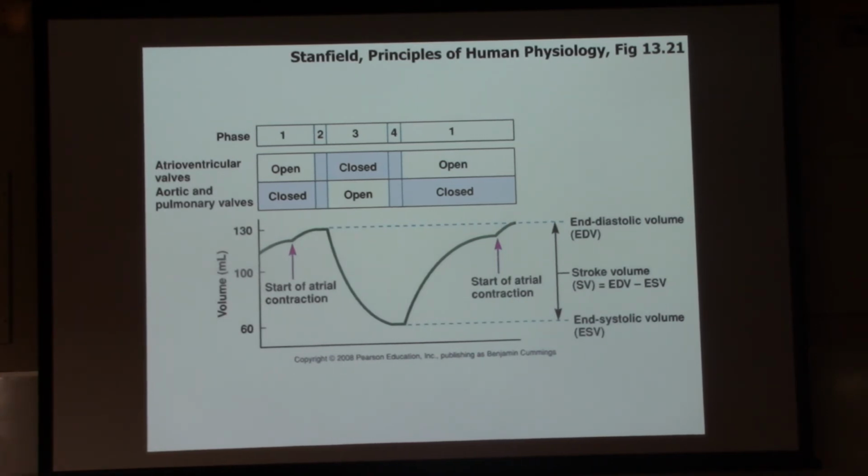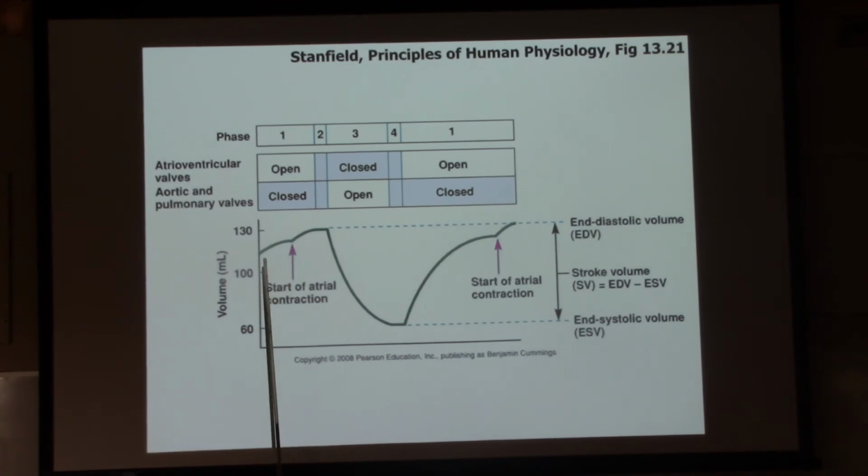So, what are the options? Blood can come into the ventricles, AV valves are open. Blood can leave the ventricles when the semilunar valves are open. Or, no blood's coming in and no blood is leaving. And that's when all the valves are closed. So those are our 3 options. There's no time when all the valves are open. Okay, so that's late diastole.